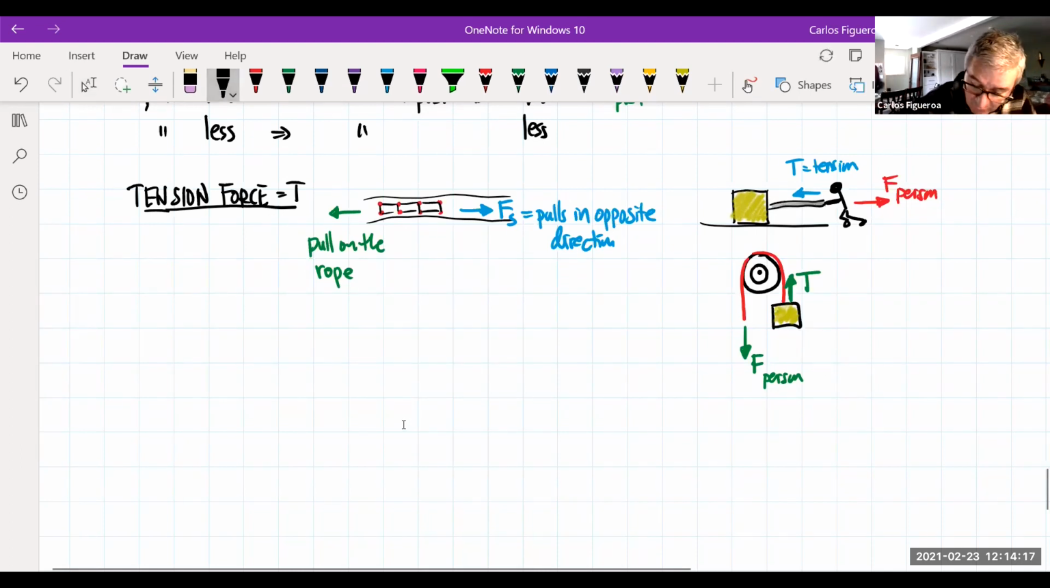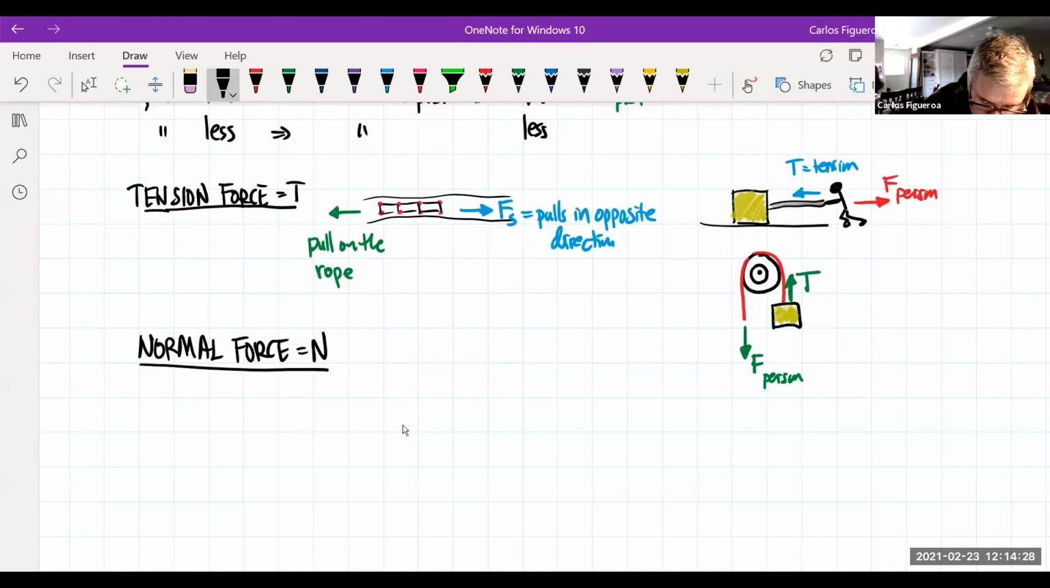Another very important force here is the so-called normal force, which I typically write as N. So let's go look at this. Again, I want to model my force with springs. What you're going to find is that anytime I have a contact force with a surface, there are two forces. I only want to talk about one of them.